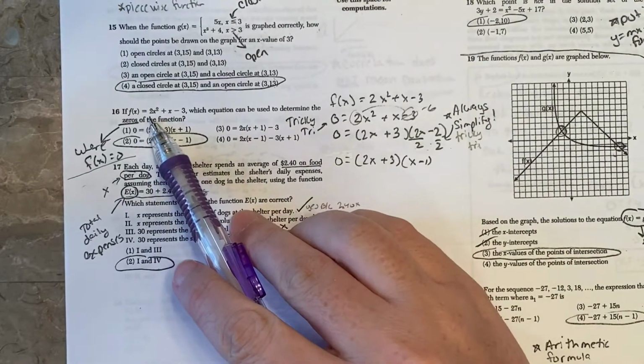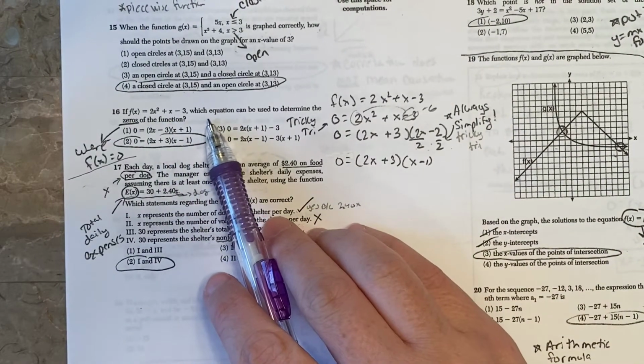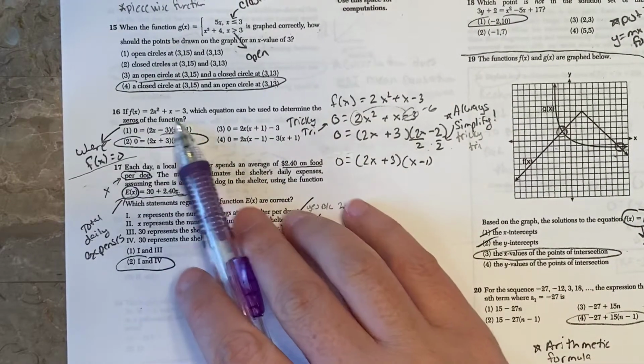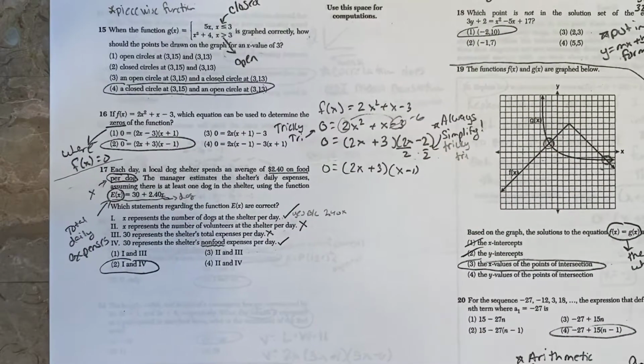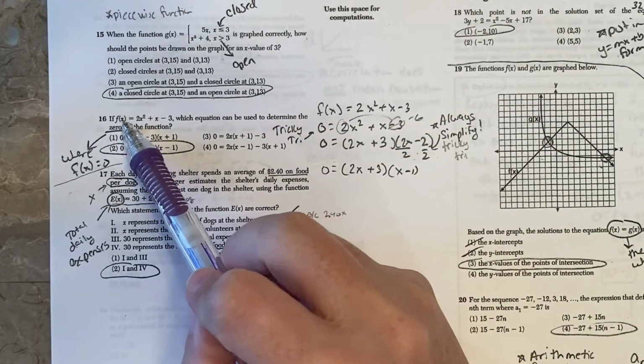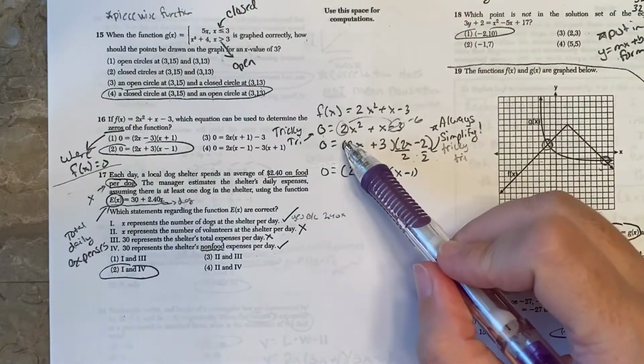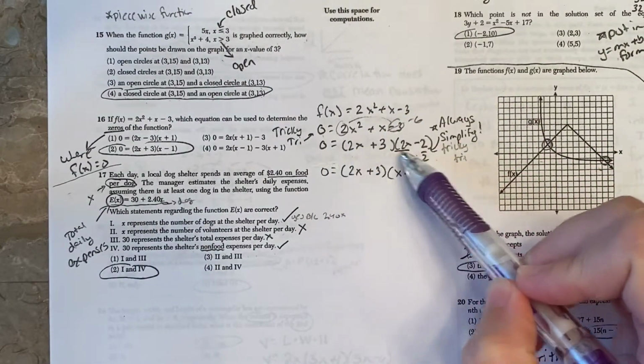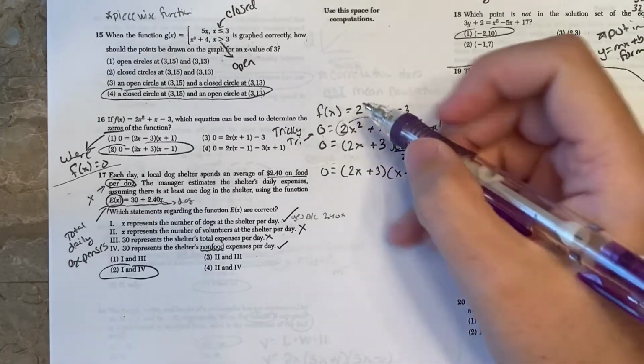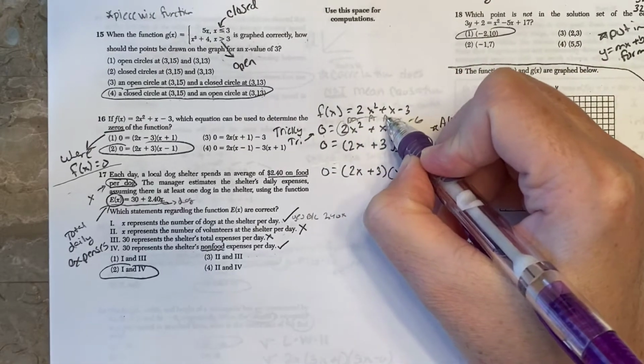16. If f of x equals 2x squared plus x minus 3, which equation can be used to determine the zeros of the function? So whenever they say zeros, basically what they want you to do is in place of f of x, put a 0, and then you're just going to solve it. Okay, so this one we're going to do tricky try. So 2x and 2x, and then multiply 2 times negative 6. Remember, it's just MAMS, M-A-M-S.